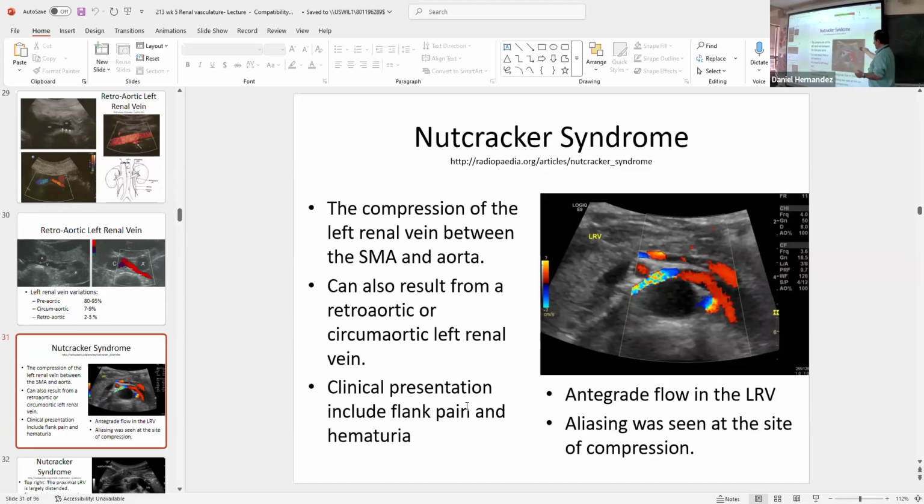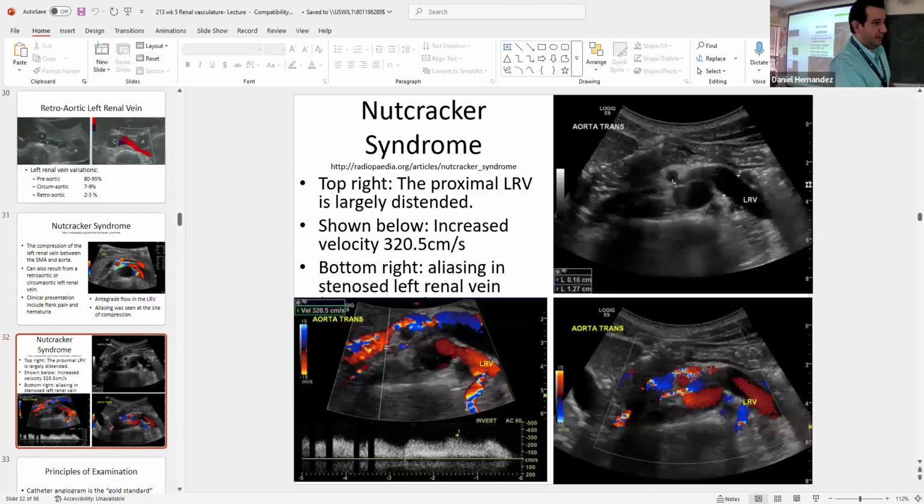So again, we just use our color Doppler to kind of help guide us. When we put color on, we see aliasing representing turbulent flow in that area of narrowing. On 2D, here we see that area of narrowing, and then proximal to it, we get some dilatation of that left renal vein.